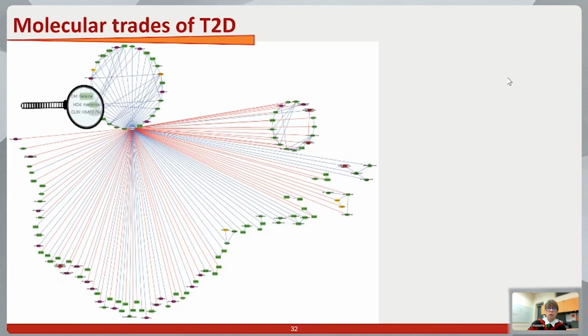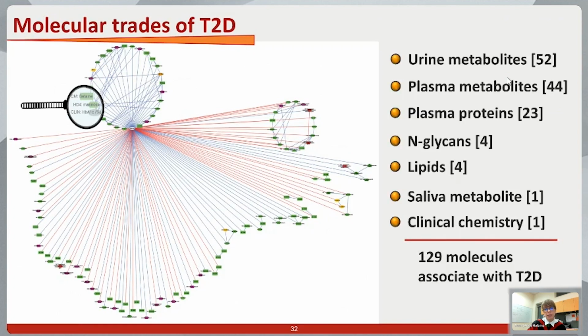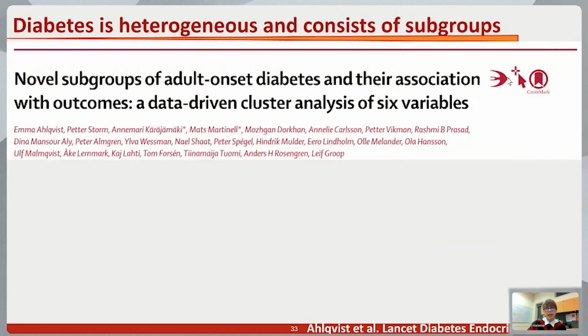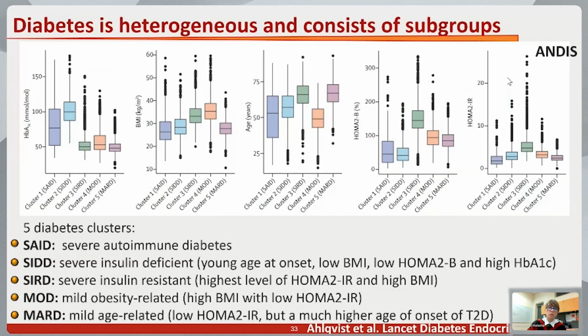We looked at the molecules which are showing association with diabetes, and we identified 129 molecules, the majority of which were previously linked with diabetes. But I would like to mention that diabetes is a very heterogeneous disease, and especially the latest studies showed that in fact there are 5 different subgroups of adult onset diabetes. This was a study presented by Ahlqvist et al. in The Lancet, who based on factors such as HbA1c, BMI, age, HOMA-IR, was able to generate those 5 clusters.